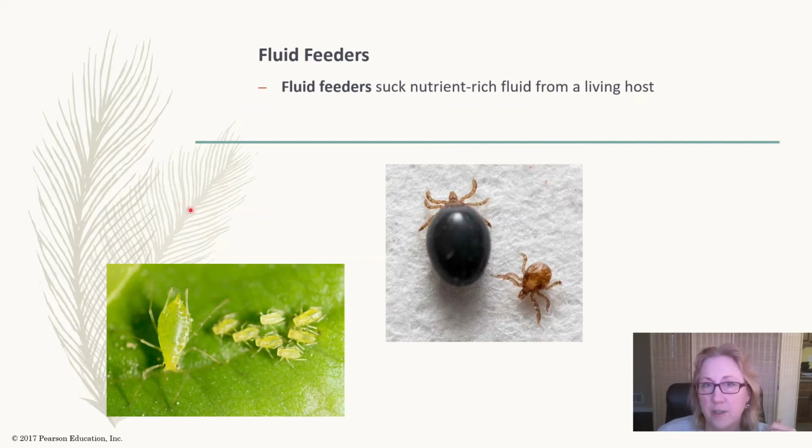Fluid feeders drink fluid, and this could be from a plant like these aphids here, or from animals like ticks here. And if you're interested, these 2 ticks are the same species. They're both female ticks. This is post blood meal, how expandable they are.